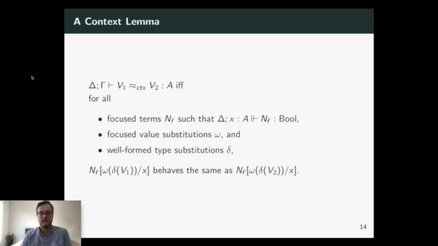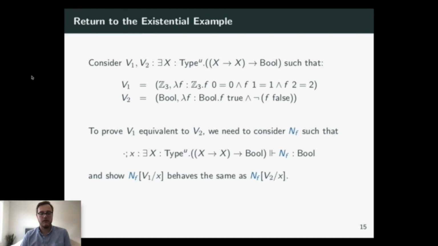So let's return to the equivalence that we wanted to prove earlier. And now we'll apply our focusing lemma. And this context lemma says, since these values are closed, we just need to consider some context NF and show that they both behave the same when the values are filled in for X.